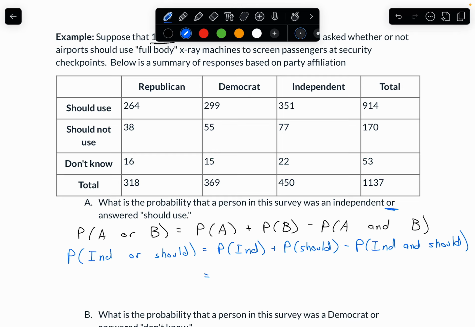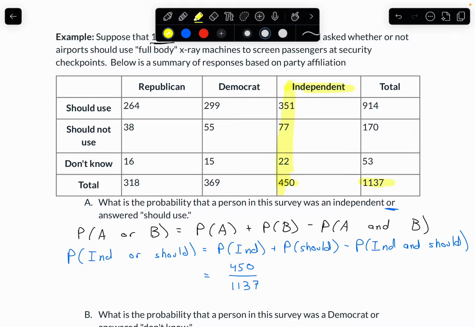So we're going to start with the probability that we select an independent. Here's my independent row. This is really nice because they've given us the total. If I want to talk about the total number of independents, I've got 450 independents out of a total of 1,137 people in my survey. I'm looking at this number right here. You could also, if you really wanted to, take 351 plus 77 plus 22, but they gave us the total anyway. So there is the probability that I select an independent.